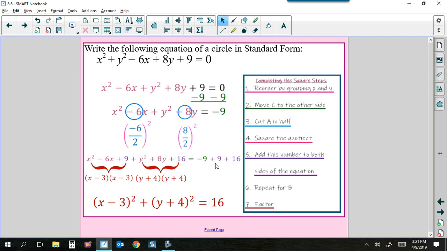I didn't put any notes over here. Over here you just have 3 numbers that you need to simplify. Negative 9 plus 9 is going to go to 0, and 0 plus 16 gives us 16. And there is your standard form. So you know you have a center located at 3, negative 4 with a radius of 4.